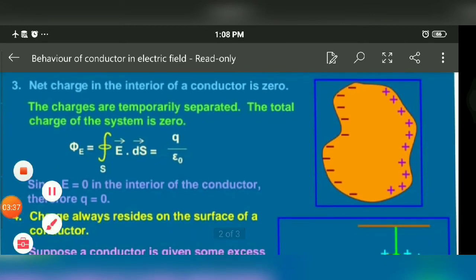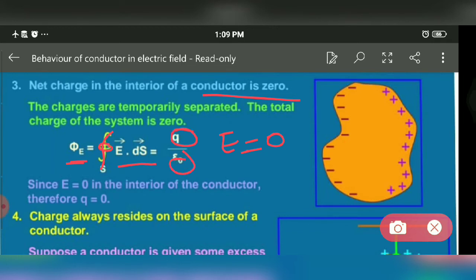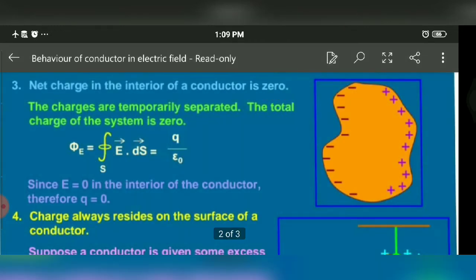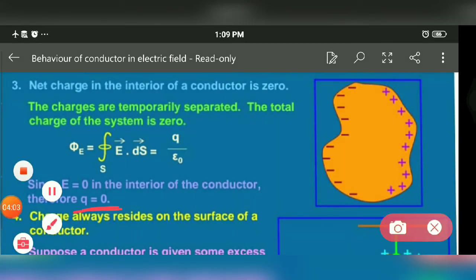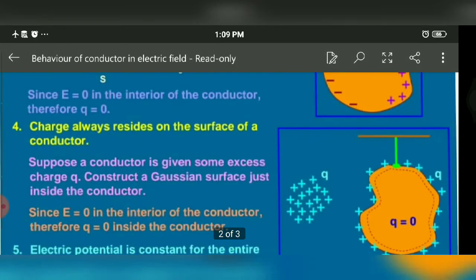Next is net charge in the interior of a conductor is 0. As it is quite clear, electric field inside the conductor is 0. By using Gauss theorem, phi is equal to the closed integral of E dot ds equals Q by epsilon naught. If this term is 0, then Q by epsilon naught equals 0, which means Q equals 0 into epsilon naught, which is again 0. So the charge inside the conductor is 0. Charge always resides on the surface of the conductor, because whatever charge we give to the conductor, it accumulates on the surface rather than inside.